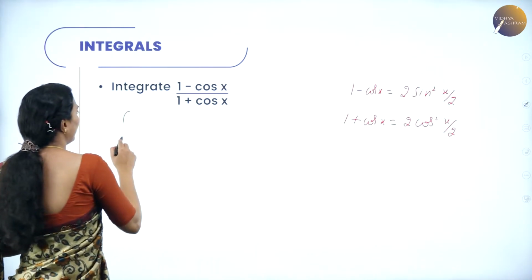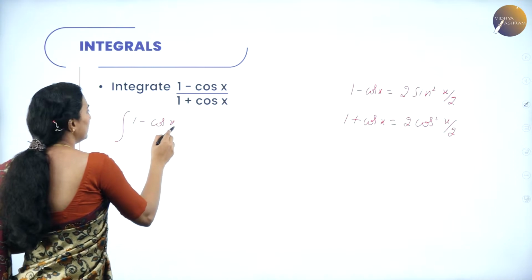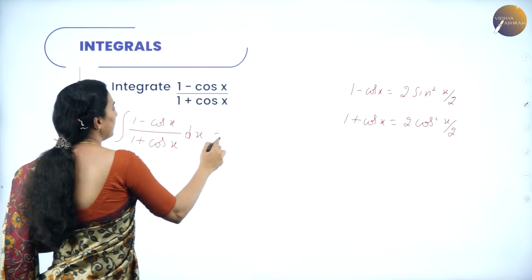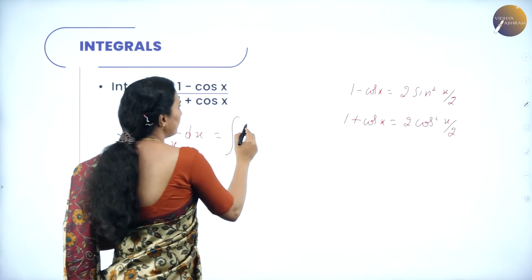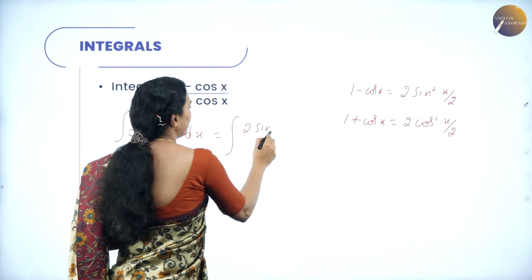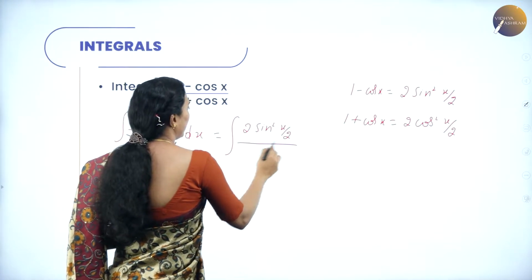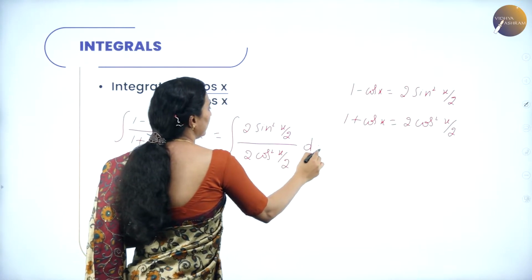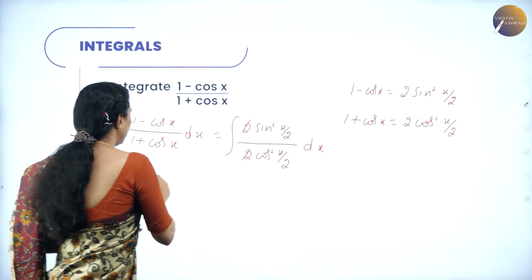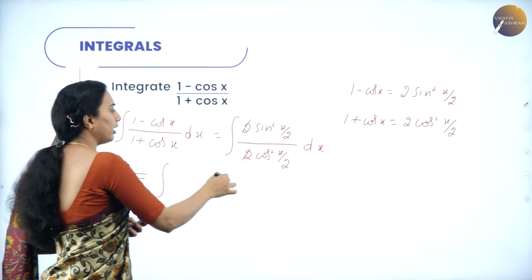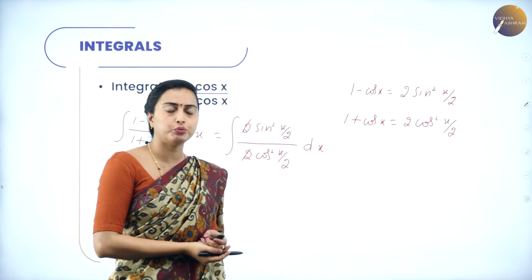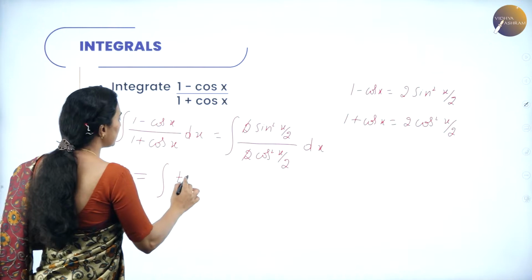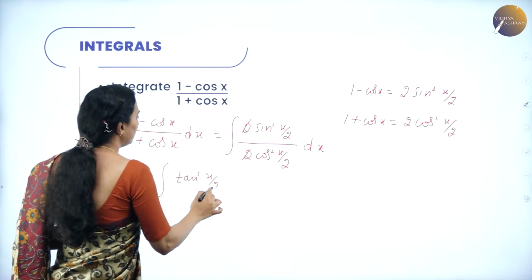Now writing that symbolically, integral of 1 minus cos x divided by 1 plus cos x into dx can be written as, this will be equal to 2 sine squared x by 2 divided by 2 cos squared x by 2, substituting in the form of that into dx, 2 will get cancelled. You are having integral of sine squared x by 2 divided by cos squared x by 2. What is sine by cos? It is nothing but tan. Therefore, writing accordingly as tan squared x by 2 into dx.